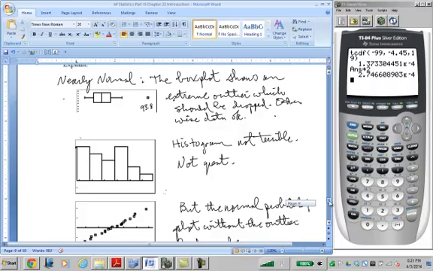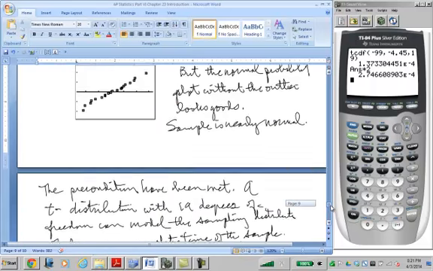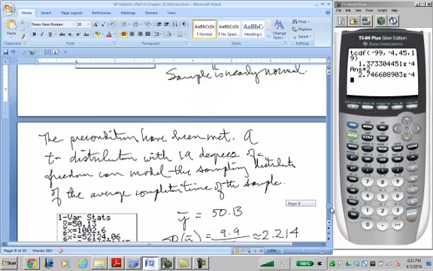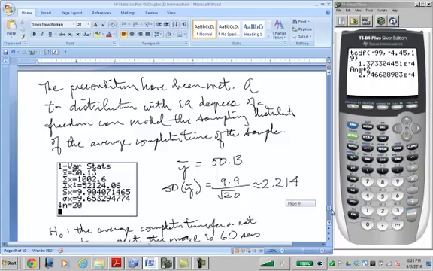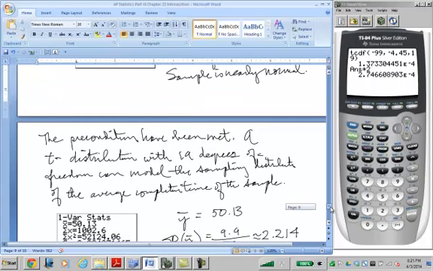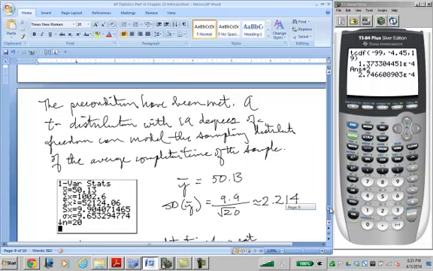A t-distribution with 19 degrees of freedom can model the sampling distribution of the average completion time of the sample. So we run one variable stats, and we can see that y bar is 50.13, and the standard deviation of the sample is 9.9. So the standard deviation of y bar in the sampling distribution will be 9.9 divided by the square root of the sample size, which is 2.214 approximately.